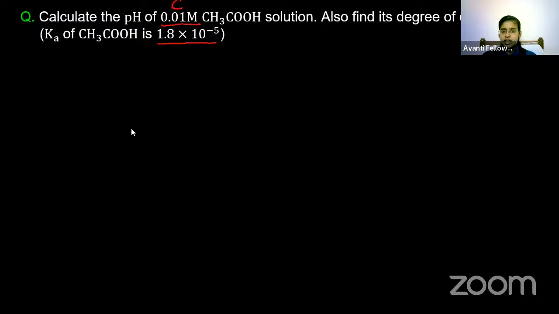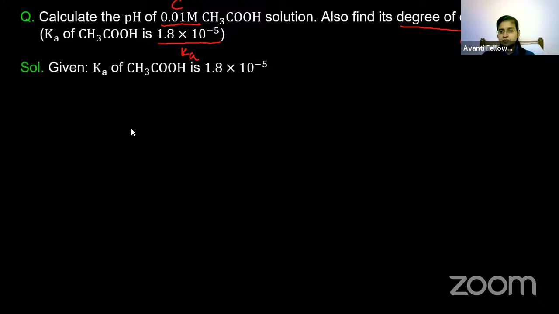We have the Ka value, we have the concentration. We are asked to find the degree of dissociation alpha. So how to find it? The given values are Ka and the concentration. Not only the degree of dissociation, we also have to find the pH. We have to find pH as well as alpha. So first let's find the pH, then we will find the degree of dissociation.